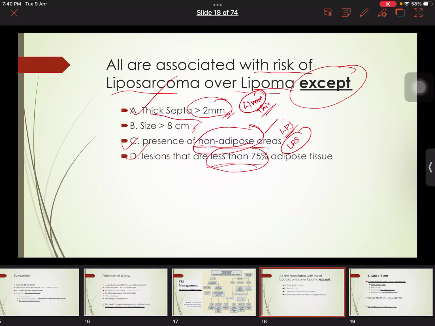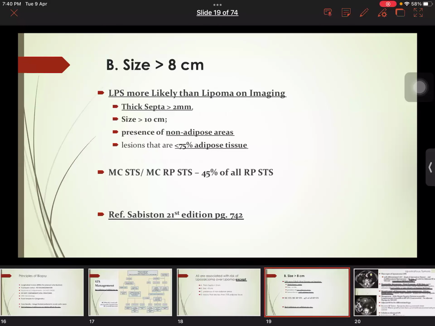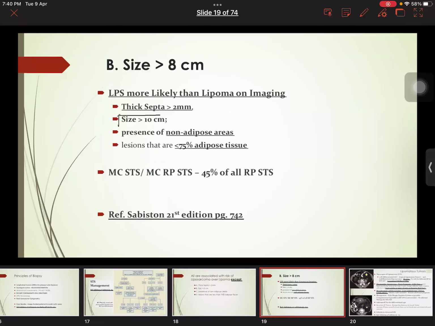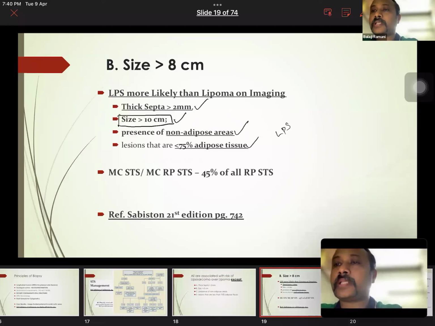So just by thinking about it, you can rule out the others and say that the answer is only the size of more than 8 centimeters. That is the only feature not suggestive of a liposarcoma. But even here, size is taken as a criterion, only the cutoff is more than 10 centimeters. Size more than 10 centimeters, thick septa more than 2 millimeter, non-adipose areas, and less than 75% adipose tissue all suggest that it is more likely to be a liposarcoma rather than a lipoma.